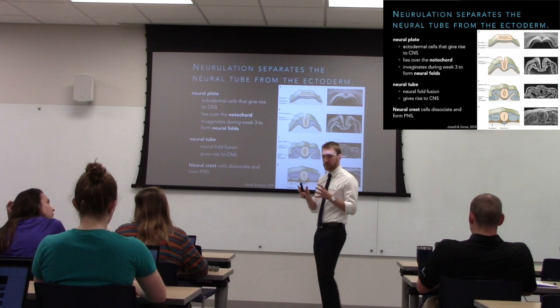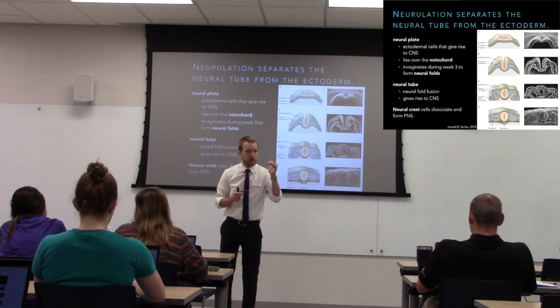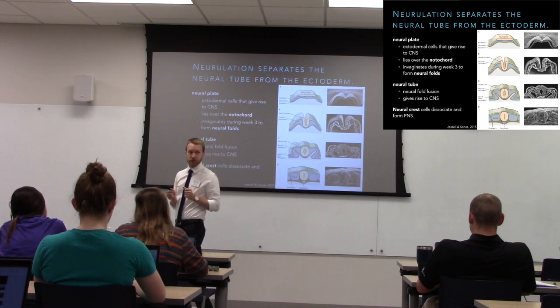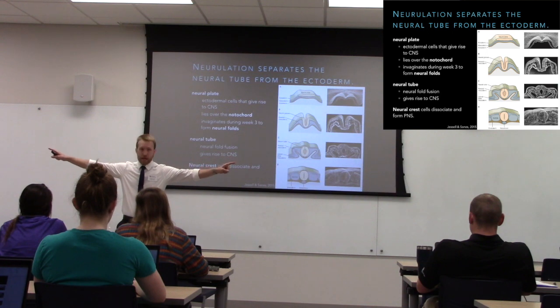So it spits out little signaling molecules that are going to tell the part of the ectoderm immediately above the notochord to become the nervous tissue. You form the neural tube. All the rest of you, more lateral, you're going to be the skin.